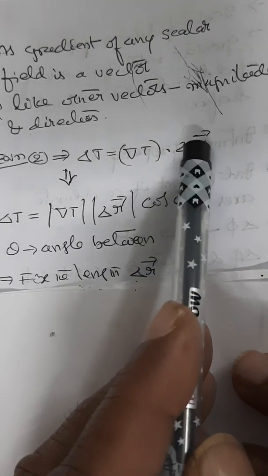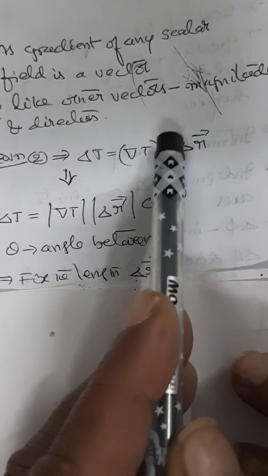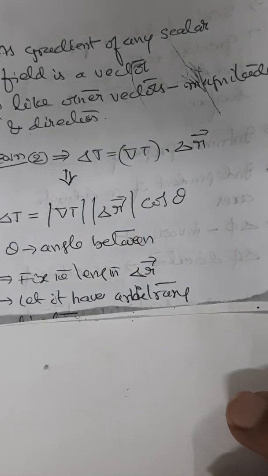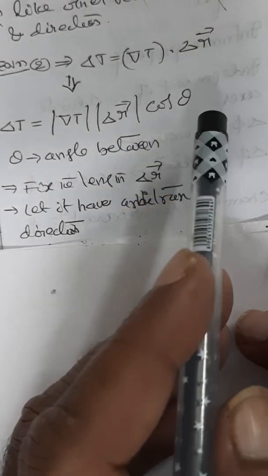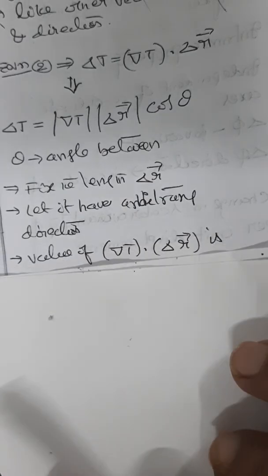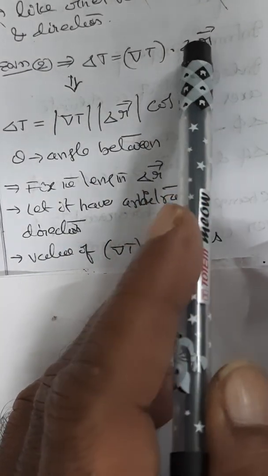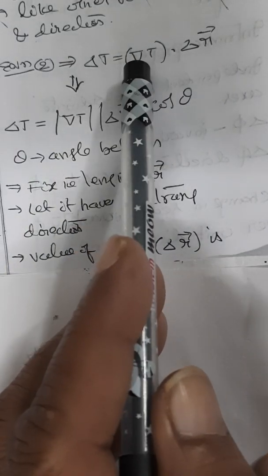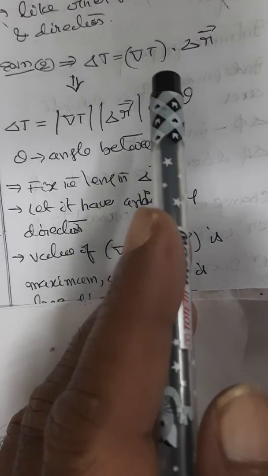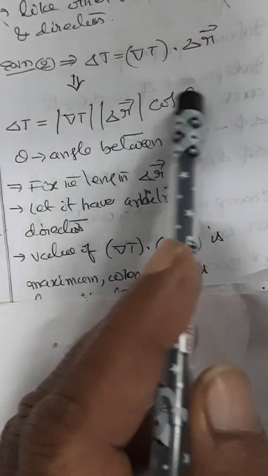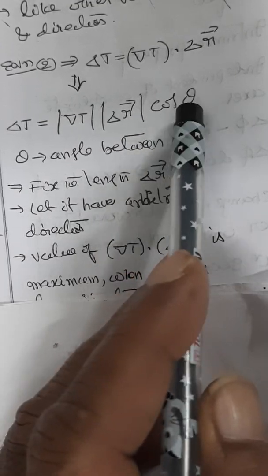So, let us fix this length, a small distance it has moved. If you fix this displacement, let it have arbitrary direction, meaning it can be in the x direction or the y direction or maybe the z direction. Then the value of this product, del T dot delta R, is maximum. When will it be maximum? Only when theta is 0. When theta is 0, cos 0 is equal to 1.